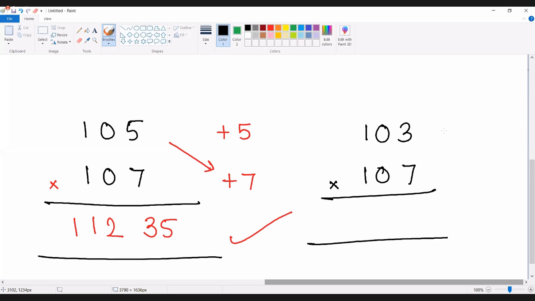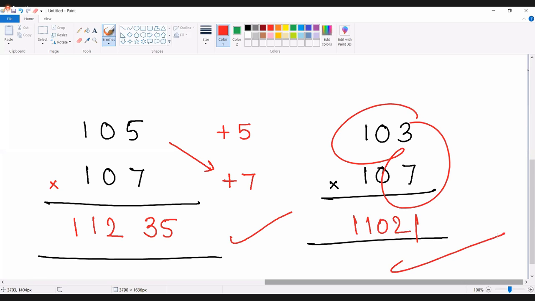So 103 into 107, if you observe, it's a very simple trick. I'm directly writing the answer: 103 plus 7 is 110, 7 into 3 is 21. Mark your answer choice as 11021. If you want some clarity, you can check your answer choice using the calculator. I'm multiplying 103 with 107. If you check, it is 11021. So that's absolutely correct.